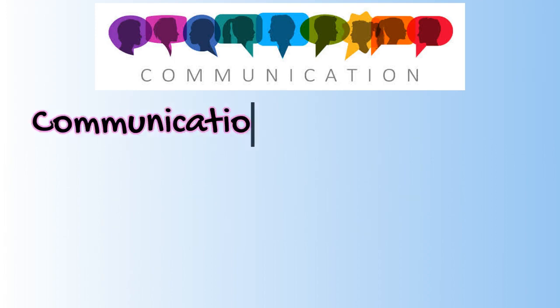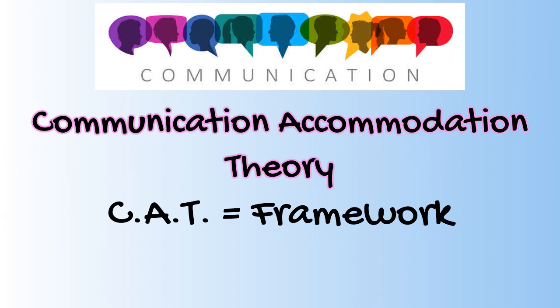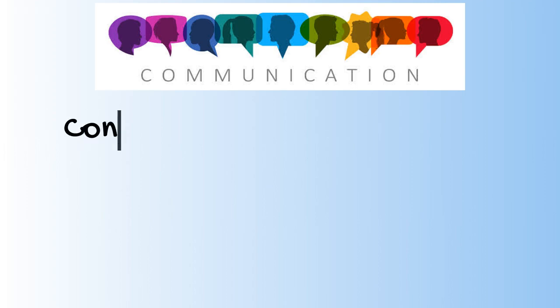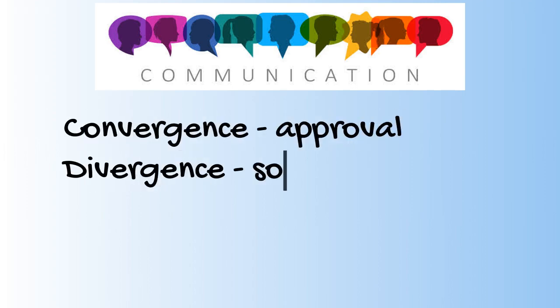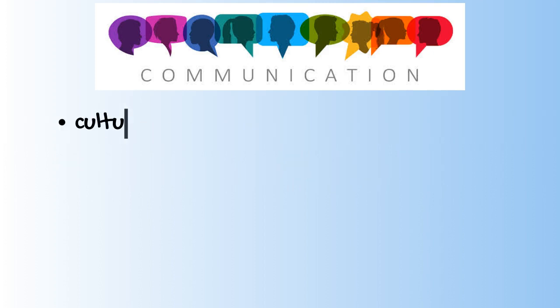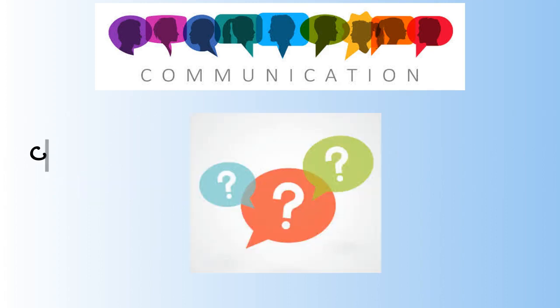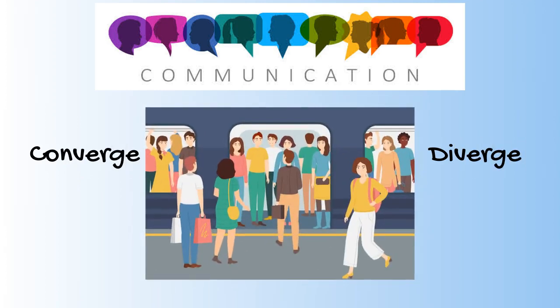We've explored the fascinating world of communication accommodation theory and its motivations, applications, and even its limitations. Remember, CAT offers a framework for understanding how we adjust our communication styles based on social context and identity. We learned about the desire for approval driving convergence, but also the pull of social identity leading to divergence. We saw how cultural context, past experiences, and even group dynamics shape our communication choices. It's not always a simple converge or diverge decision. We navigate a complex landscape of individual and group identities, seeking connection while maintaining uniqueness.